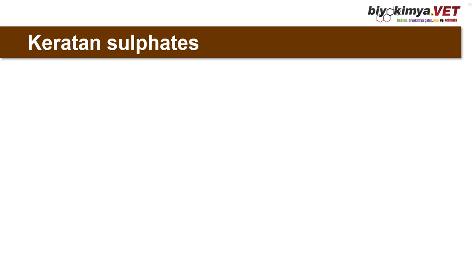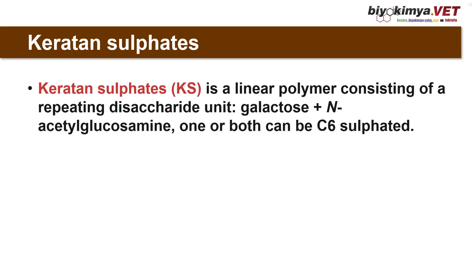Keratan sulfates, another type of glycosaminoglycan. Keratan sulfate is a linear polymer consisting of a repeating disaccharide unit, galactose and N-acetylglucosamine, and one or both can be carbon 6 sulfated. So keratan sulfates have galactose plus N-acetylglucosamine as a repeating disaccharide unit.